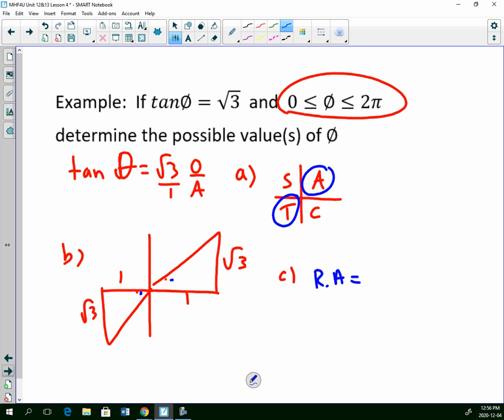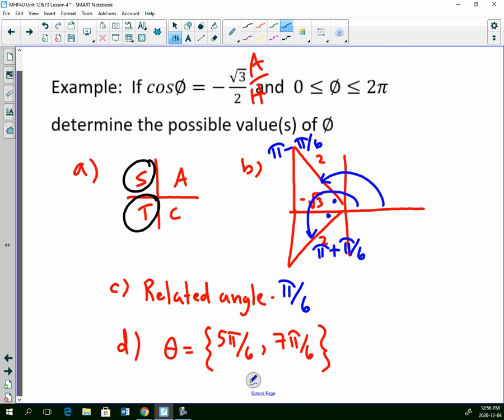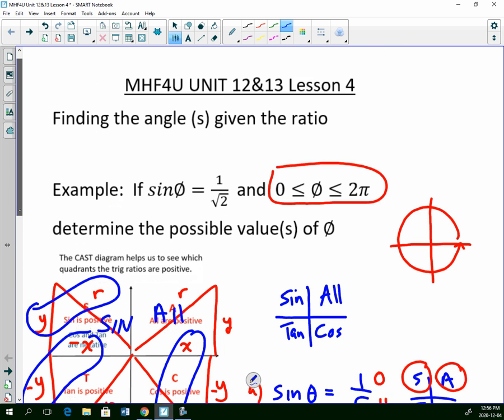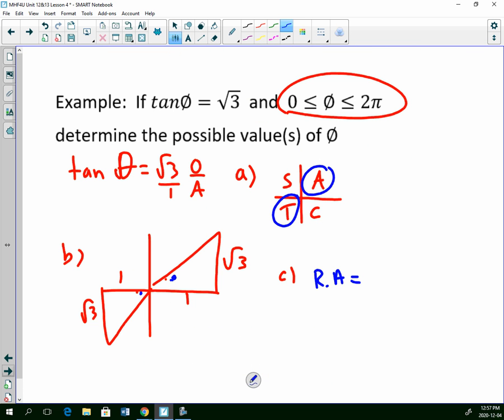So this angle is adjacent to the 1, right? I want to see which angle is next to the 1 and opposite the root 3. So I'll look at my special triangles here. So I can see here that next to the 1 is always root 3. So that's my adjacent angle is pi over 3. So this angle is pi over 3, and this angle is pi over 3. And then I can solve it.